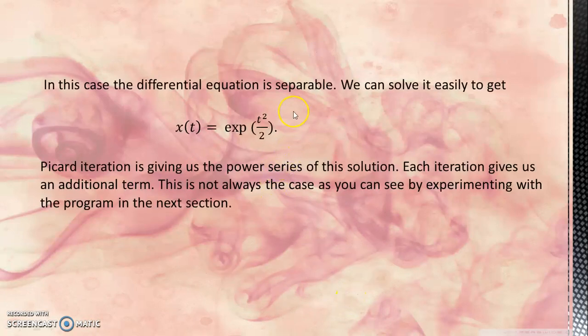In this case, the differential equation is separable. We can solve it easily to get x(t) equals exponent of t squared over 2. Picard iteration is giving us the power series of this solution. Each iteration gives us an additional term. This is not always the case, as you can see by experimenting with the program in the next section.